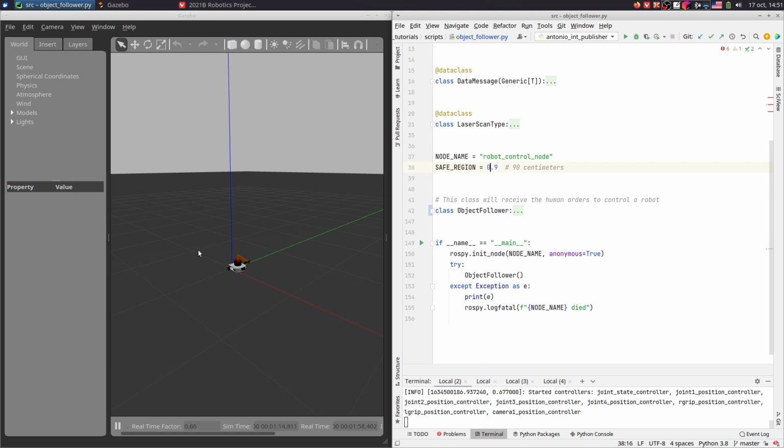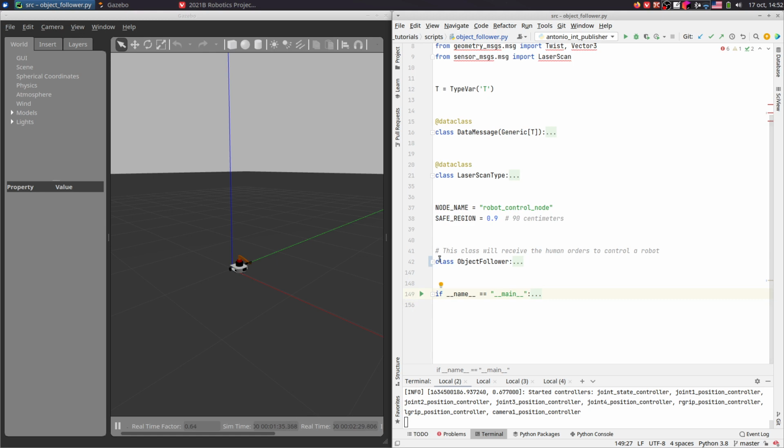And the safety region that the robot will be limited to is 90 centimeters. That is a circle. And well, it is almost the same as other programs. We initialize our node with the node name. Then we are going to start our object follower. We are going to instantiate it, and if an error happens, we are going to log as fatal that our node name has died. And that's all about this part.